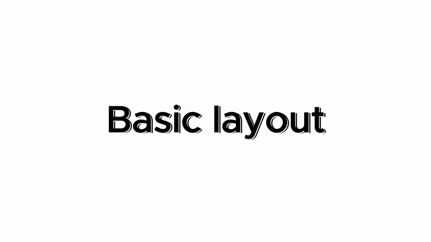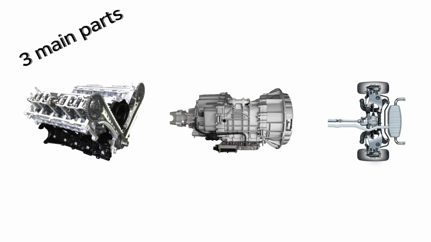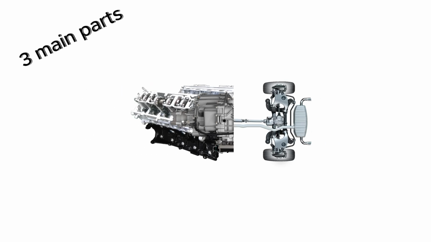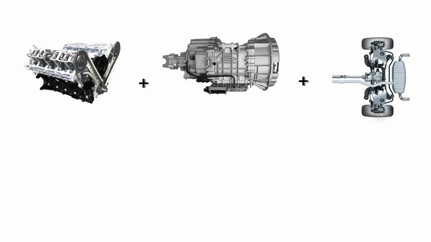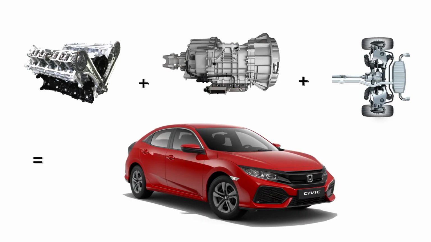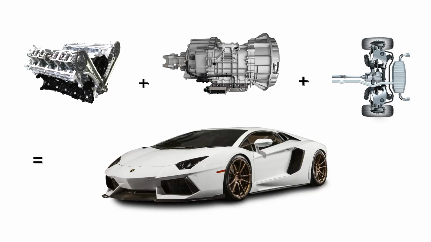Let's start with the basic layout. Cars have three main parts: the engine, the transmission, and the drivetrain. This is all required to make the car go vroom. These components are blended together to make any car you see, from Honda Civic and F-150 to Lamborghini and Bugatti.